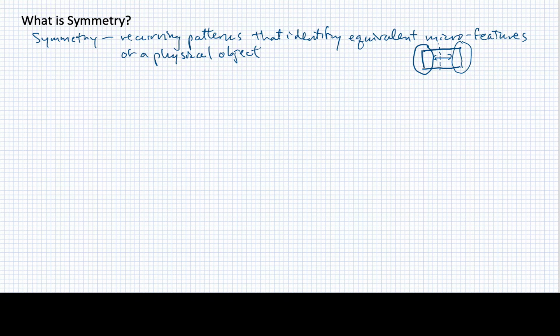But moreover, there's another important aspect to this. It can be transformed into those repeats in some sort of operational way. For example, in this case, I could simply reflect these two halves across this center line of this rectangle, and I would get the same rectangle back. So the whole idea is that we want to identify these equivalent microfeatures and be able to transform them into a new location or exchange them with one another, but not change the overall object.